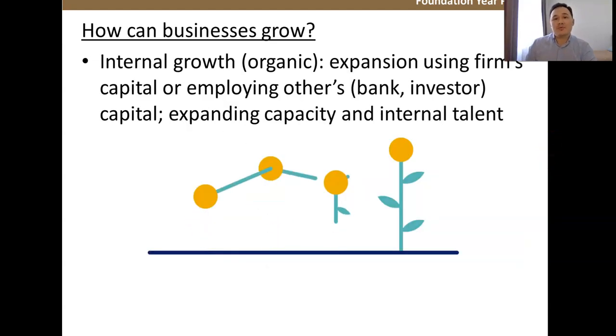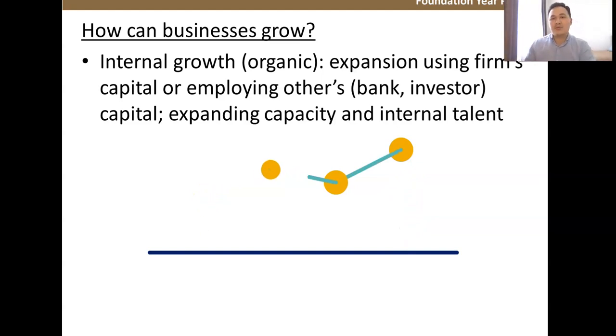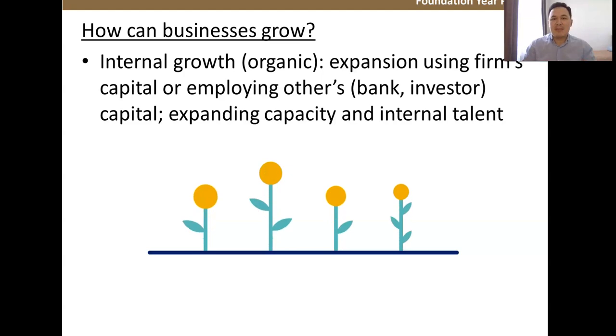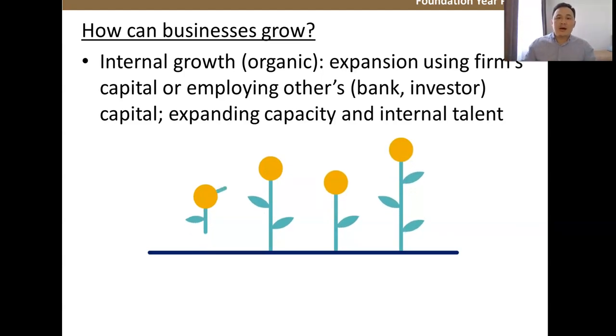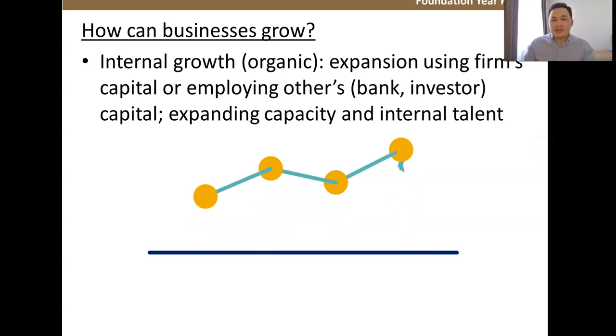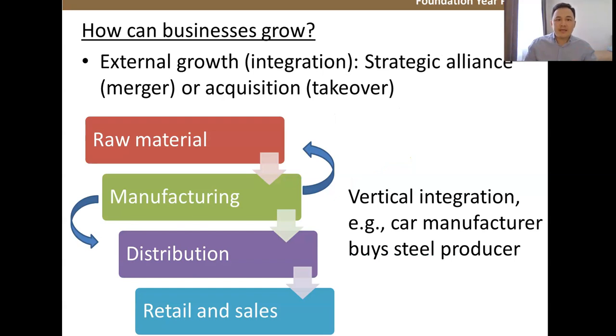Now, how can businesses grow? There are two broad ways of growing. The first one is organic growth, the internal growth, when the firm gradually expands and increases its capacity, hires more people, develops more internal talent, seeks other investments, and gradually grows internally. However, external growth means that you do not grow gradually but rapidly. One example can be acquisition.